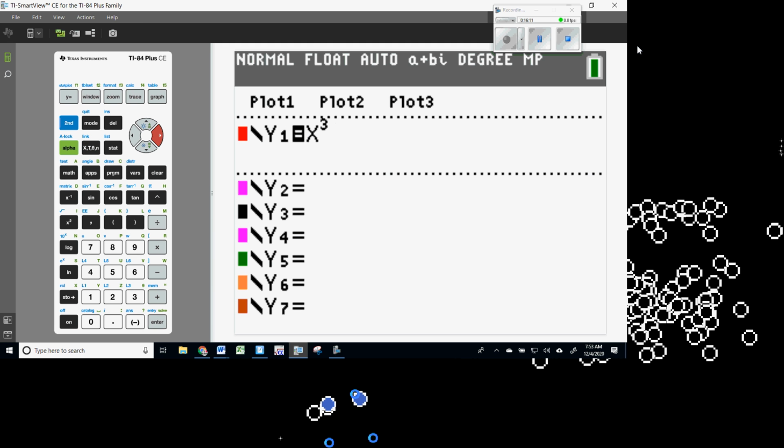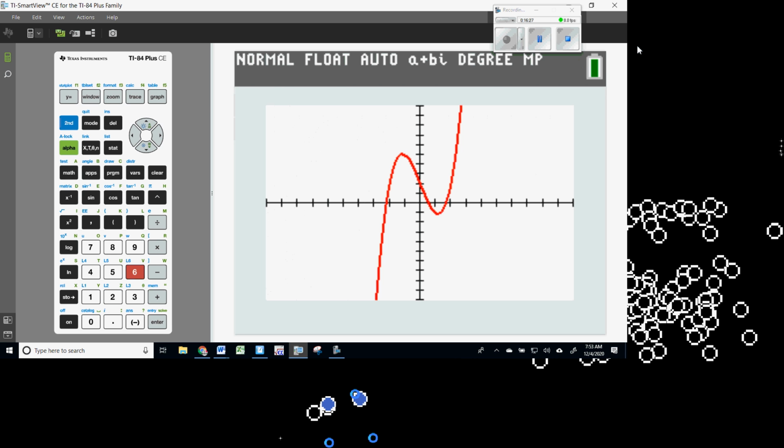X cubed minus 4x plus 2. Remember, every time you graph something, you always want to hit what? Zoom 6. Hit zoom 6, and you get to that.